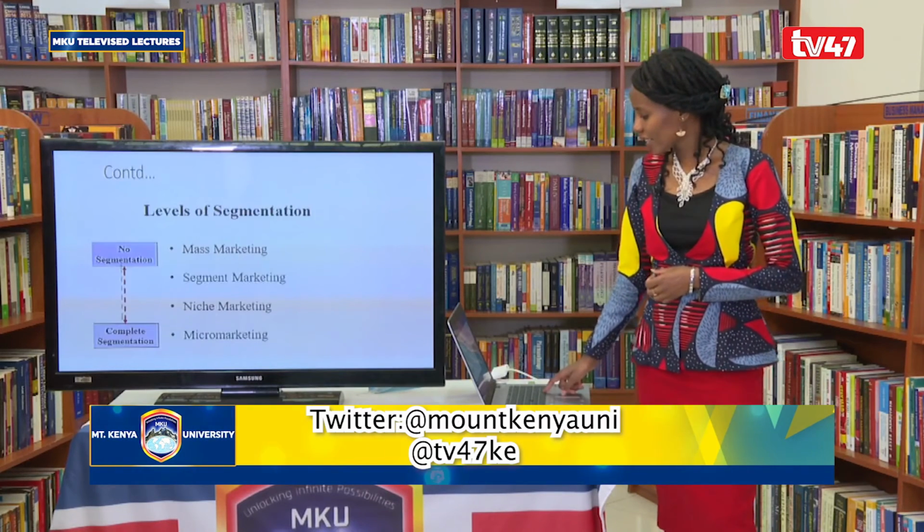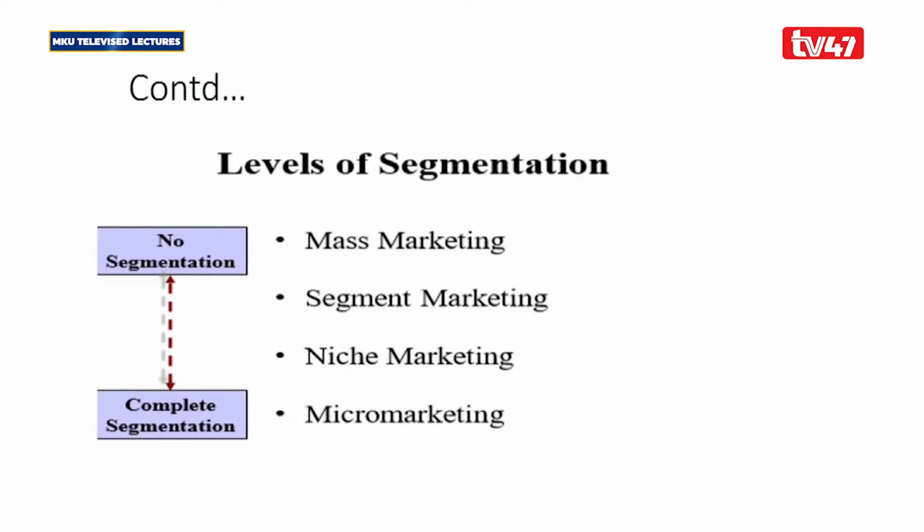You'll find that there are different levels of marketing. Whenever there is complete segmentation, you have done micro-marketing. This is dividing your market or people into different groups: the micro groups, also niche marketing, segment marketing, and also mass marketing.